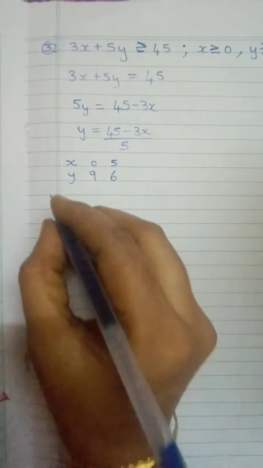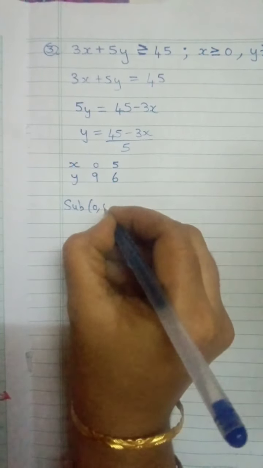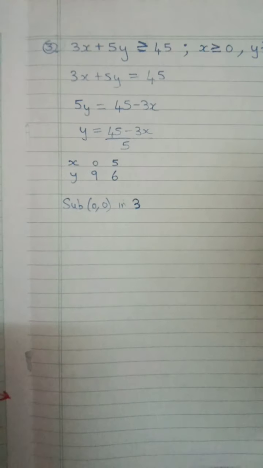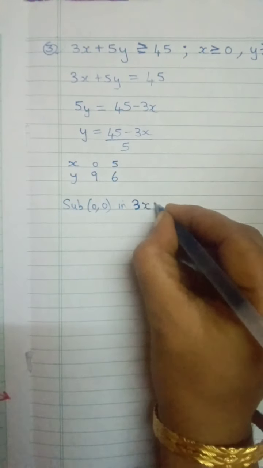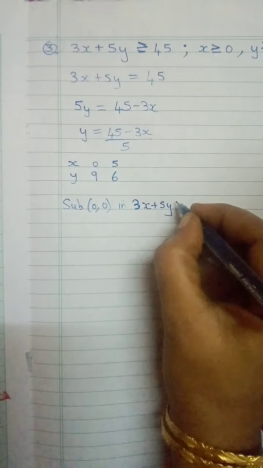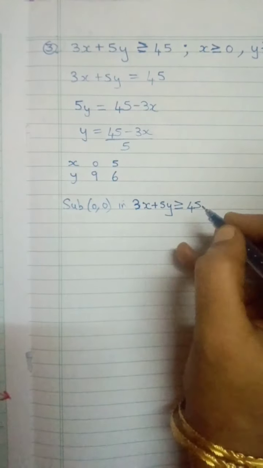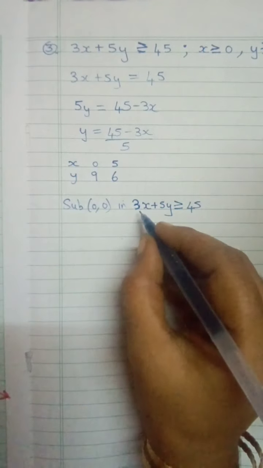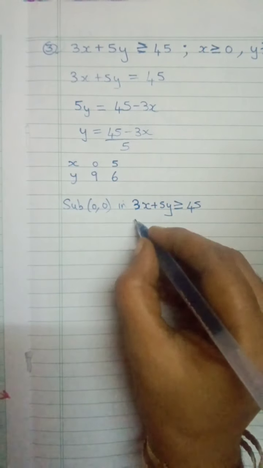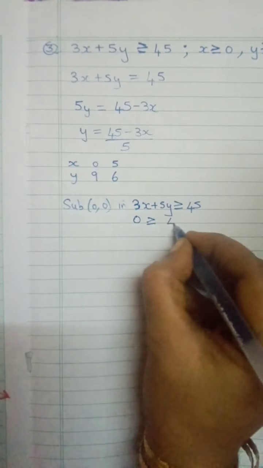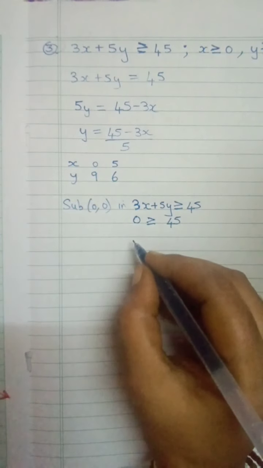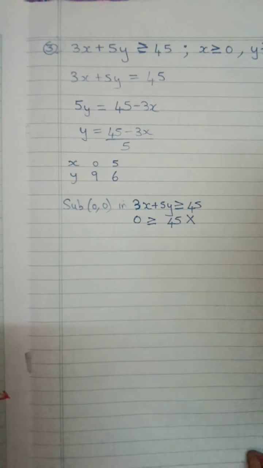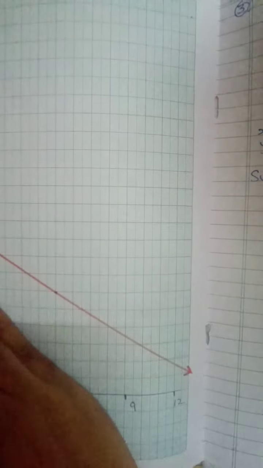Okay, now let me substitute 0 comma 0 in 3x plus 5y greater than or equal to 45. Where x is there I have to put 0, where y is there I have to put 0. So 3 into 0 is 0, 5 into 0 is 0, I will get 0 is greater than or equal to 45. We know that 0 is not greater than 45, so it is not satisfying the inequation. So we cannot shade the below portion of the line.